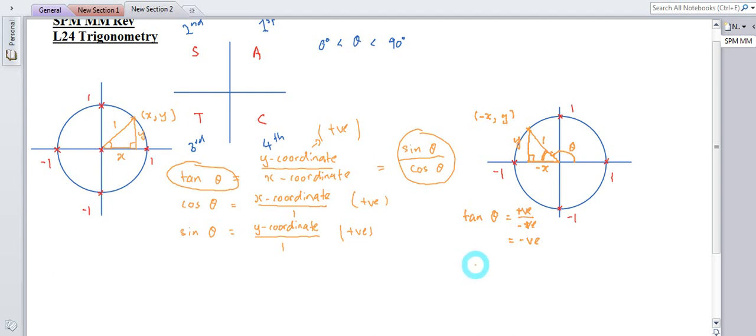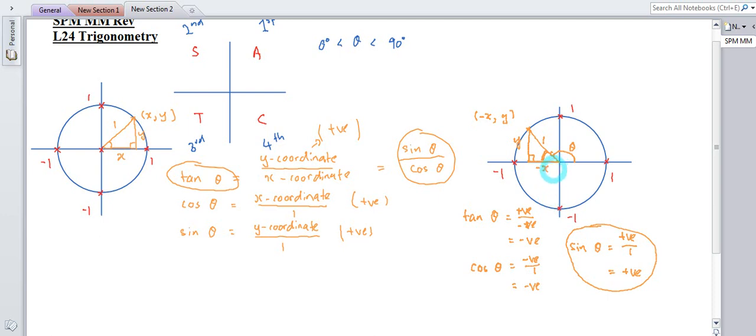How about cosine theta? CAH, this is negative divided by 1, you will still get negative. Now I go to sine theta. SOH. So y is positive, divided by the hypotenuse, which is 1. So you get positive. That's why in the second quadrant, only sine is positive. Tangent and cosine are negative.